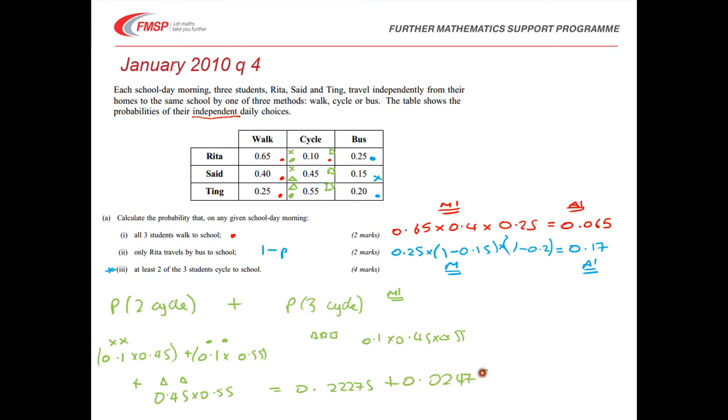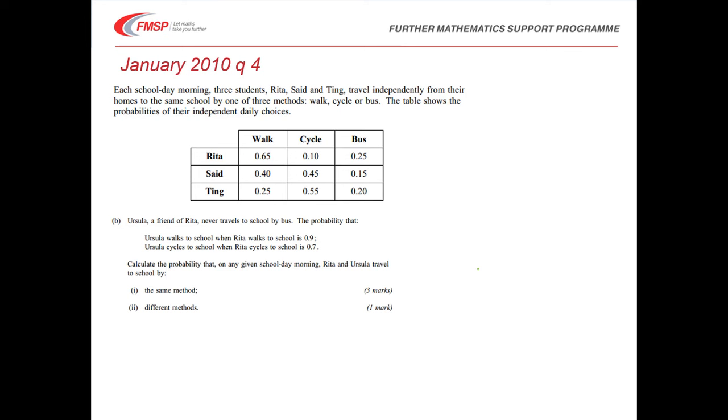Okay, so now what I have is a B mark for the correct calculation for two cycles, a B mark for the correct calculation for three cyclists, and then by adding them together I create my method mark, and then quoting the correct answer will give me 0.298. There are other ways of doing this. You could consider no cyclists and one cyclist and then subtract from one. That will give you the same idea, but that's kind of the process I want here.